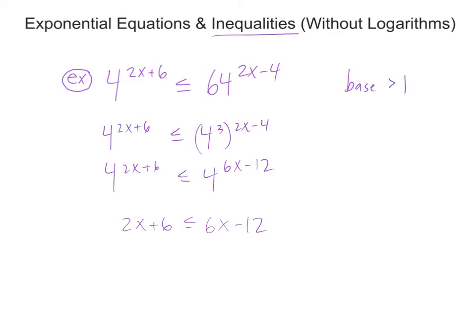Let me see, I will subtract 2x from both sides, giving me 4x on the right. And I will add 12 to both sides, giving me 18 on the left. Divide by 4. And I never divided by any negative, so I don't need to flip my sign. X is greater than or equal to 18 fourths, or 9 halves. Alright, so as long as the base is bigger than 1, then nothing's going to work any differently. I just have an inequality instead of an equation.